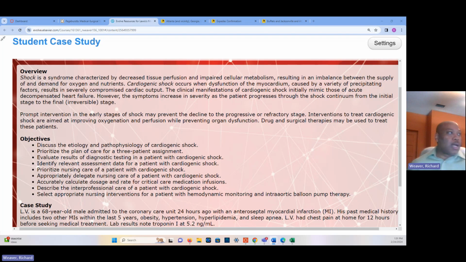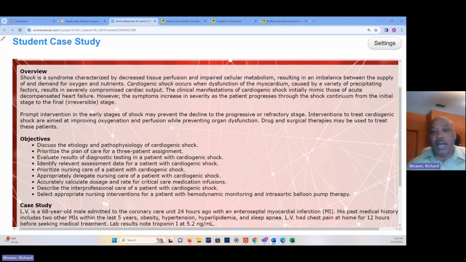All right. So shock is characterized, as you can see here, by decreased tissue perfusion and impaired cellular metabolism. And this results in an imbalance between the supply of and demand for oxygen and nutrients. So essentially, there is an increased demand for oxygen, there's a demand for nutrients, but the supply is insufficient. And this is due to the fact that there is a reduction in perfusion of blood, which obviously carries this oxygen and nutrients. So hopefully you understand that statement. It's pretty simple. You have this great demand, but the supply is decreased because you don't have blood perfusing.